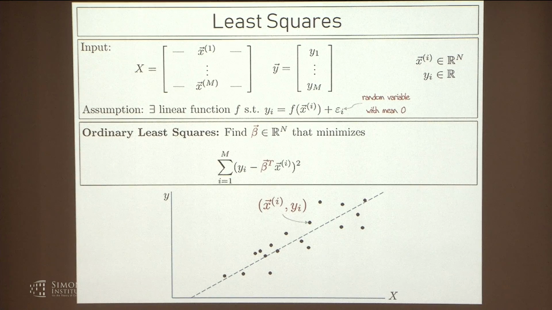The problem of ordinary least squares is to find a linear function that well approximates this data in the following sense. So we want to find a vector beta, which is going to describe the linear function. And we want to find a beta that minimizes this expression here. So y_i is our actual measured value, and f of x_i is our hypothesized value. It's hypothesized to be the output of this linear function, and we want to minimize the total squared error over all m of our data points.